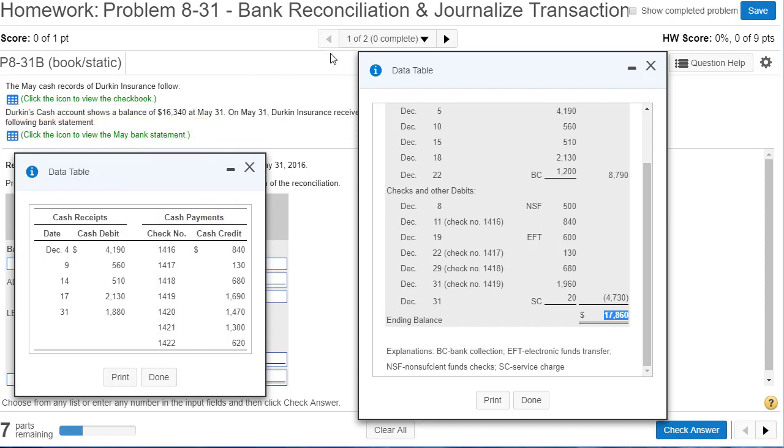Because there are transactions that the bank knows about that we do not know about. And there are transactions that we know about and have put in our checking account, in other words, our cash account, that the bank does not know about.